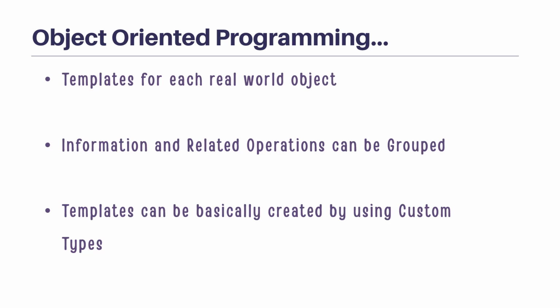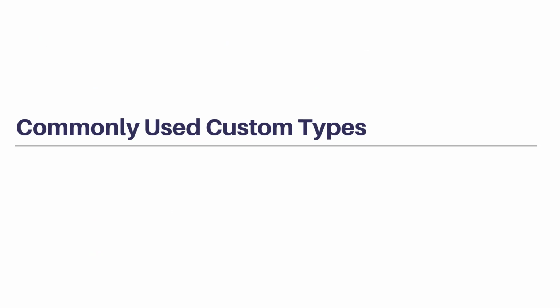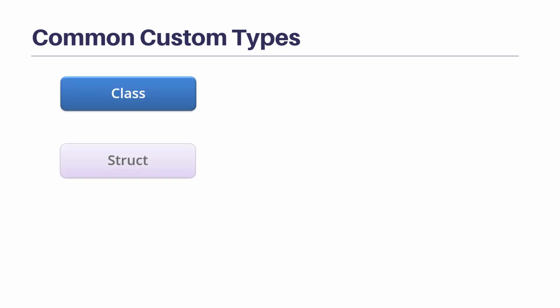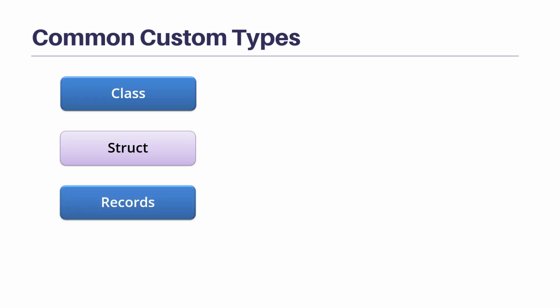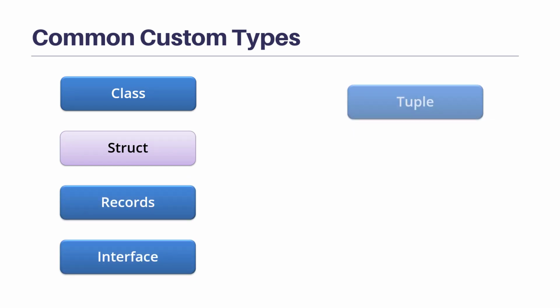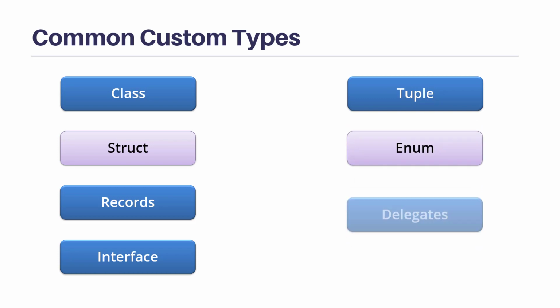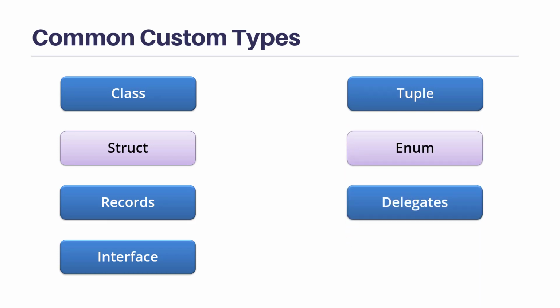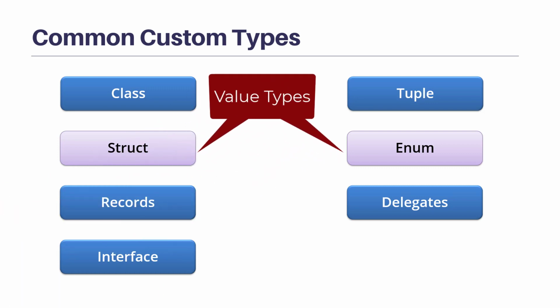Now let's have a look at some commonly used custom types. .NET supports many different kinds of custom types. Some of them are listed here on this slide. Some common types are class, structures, records, interfaces, tuples, enums, and delegates. All the other types apart from structures and enums are marked in blue, while structures and enums are marked in light purple. It is because both enums and structures are value types. All the remaining types mentioned here are reference types.